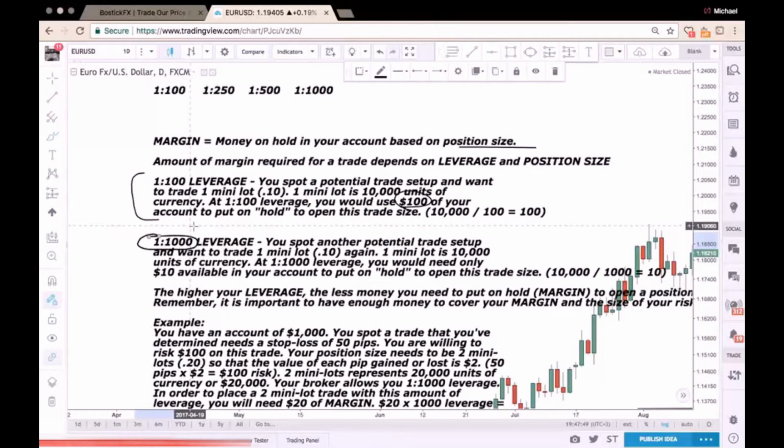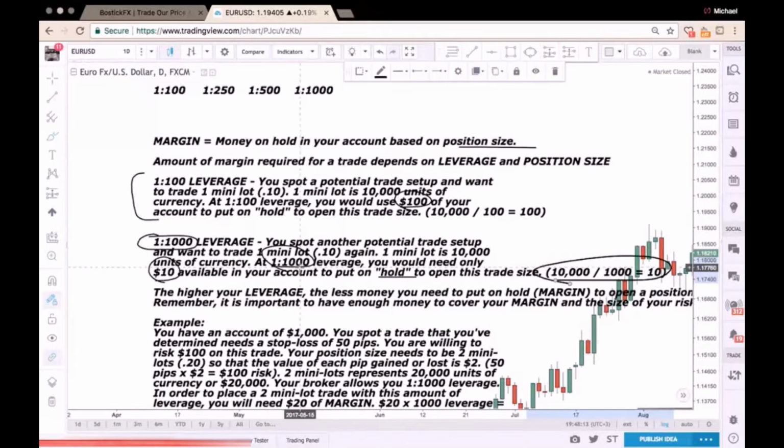This is more trading power. Let's say you spot another potential setup and want to trade one mini lot again. One mini lot is 10,000 units of currency. At 1 to 1,000 leverage, you would need only $10 available in your account to put on hold as margin, right? And if you do the math, there you go. 10,000 divided by 1,000 equals 10, right?